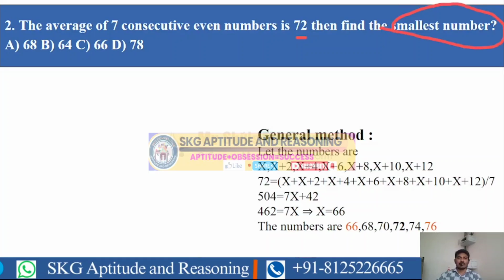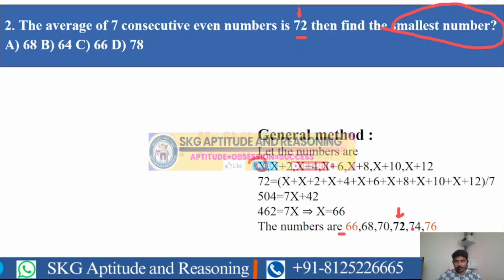So the smallest number is nothing but the x value here. So we are directly finding the value of x. What is the value of x here? You can observe that in the question, he gave the average as 72. If we observe these values, we are getting the average as the middle number here. Why? Because there are 7 consecutive numbers given in the question.